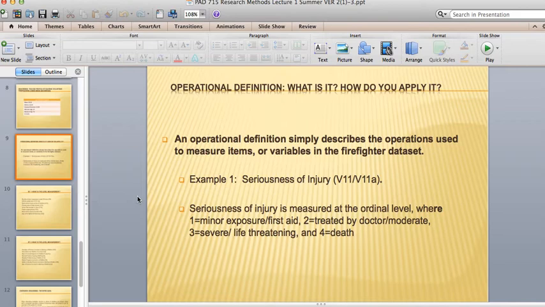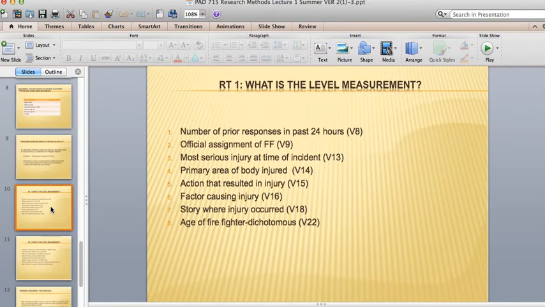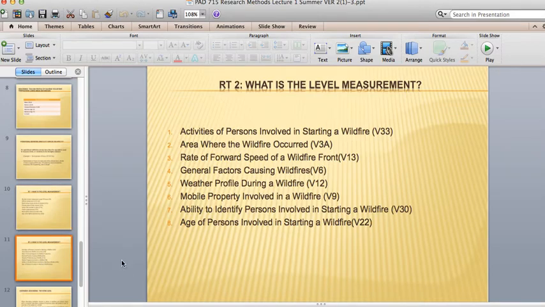So what I need you to do is read the chapter on measurement, and then once you finish viewing this PowerPoint presentation, go to these assignments. For those of you that are on RT1, I want you to identify the level of measurement and develop an operational definition for these 8 variables. And for those of you on RT2, I want you to do the same thing. Identify the levels of measurement and give me an operational definition for these 8 variables.